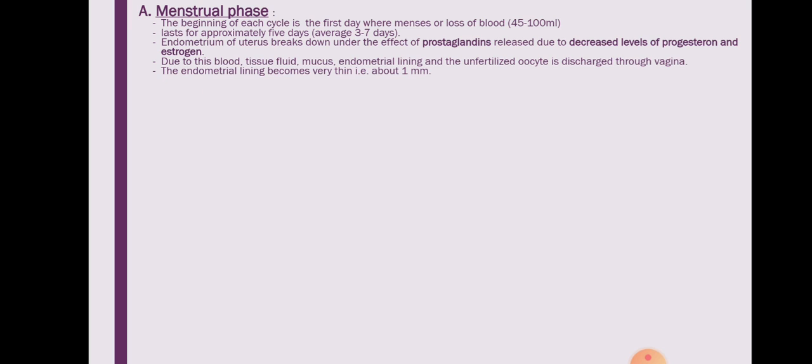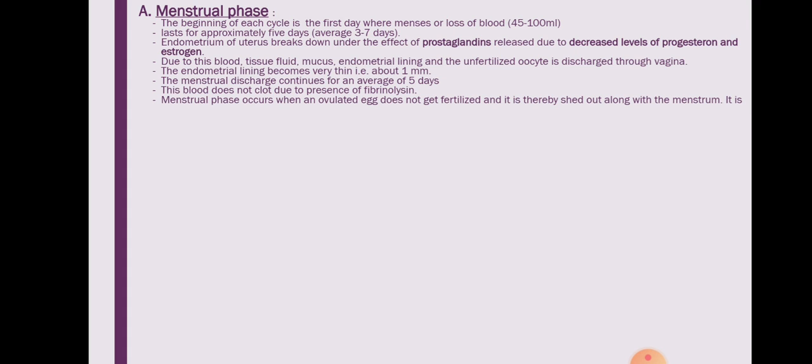Due to the blood loss and loss of this thickened endometrial wall, the endometrial lining becomes very thin, about 1 millimeter. Menstrual discharge continues for an average of 5 days. This blood does not clot due to the presence of fibrinolysin. The menstrual phase occurs when the ovulated egg does not get fertilized.